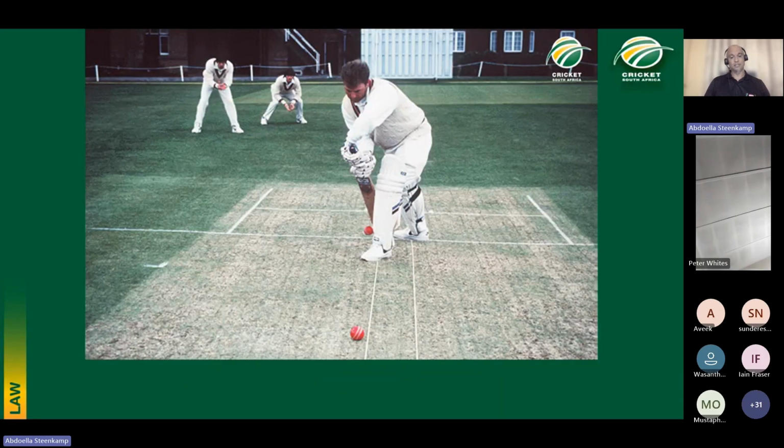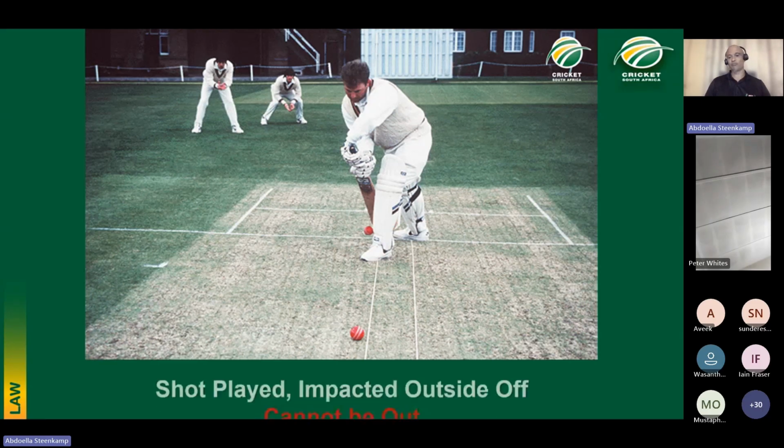Where did it pitch? It pitched on the offside, so we're happy with where it pitched. Where was the impact? The law wants the impact to be between wicket and wicket. The impact here is not between wicket and wicket, and the batter is playing a shot. So impact outside the line or impact outside off, not out.